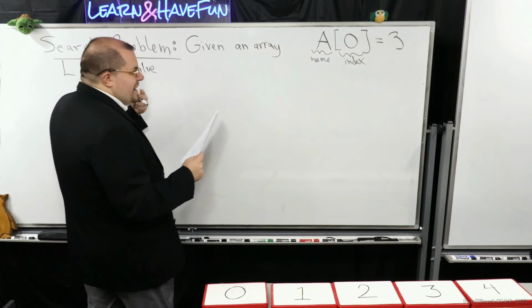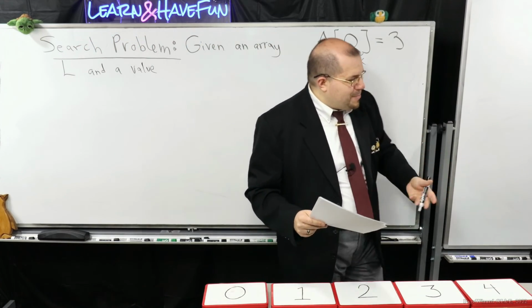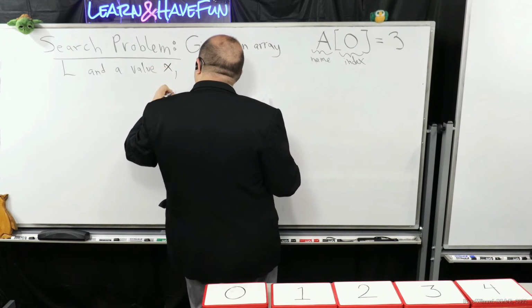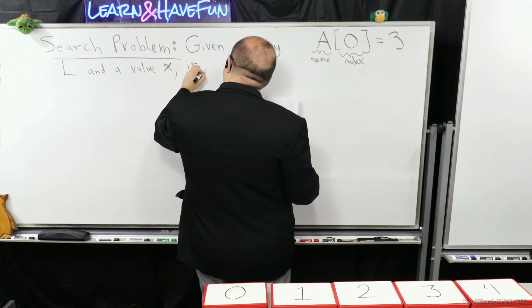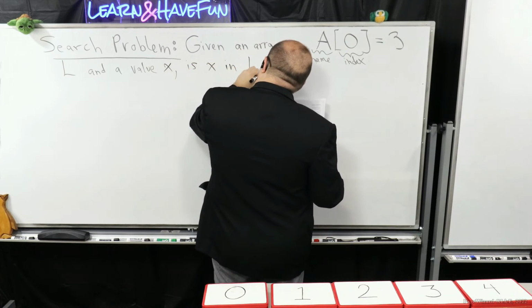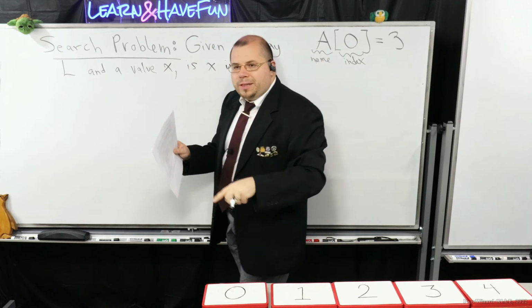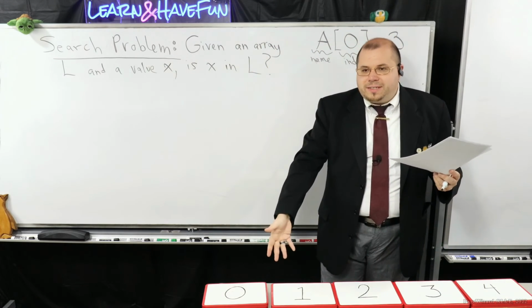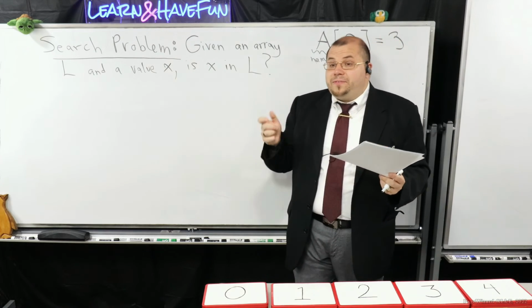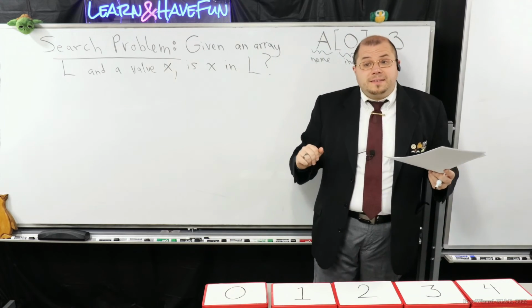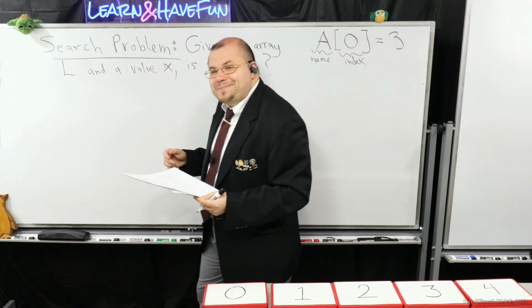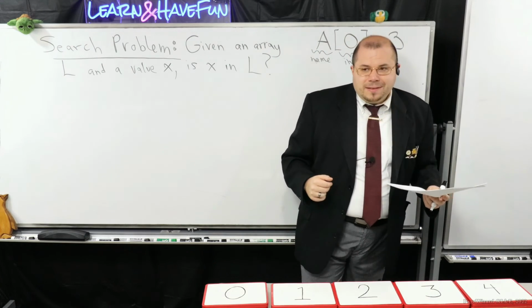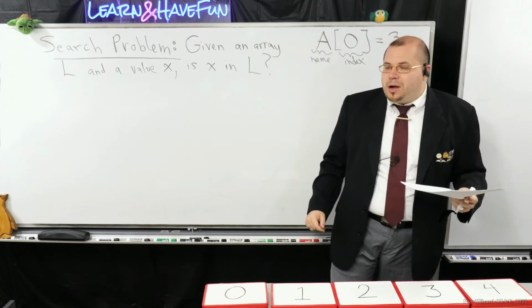Now, I'm not going to say what kind of value. It's just a value. It could be a number, it could be a word, it could be all sorts of different things. And a value x: is x in L? So if I look at one of these boxes here, if I give you, say, some number for our example here, can you tell me if that number is somewhere in one of these boxes? Yes or no, true or false? If it's true, that means that it's in our array L. If it's false, it means it's not in any one of these boxes.